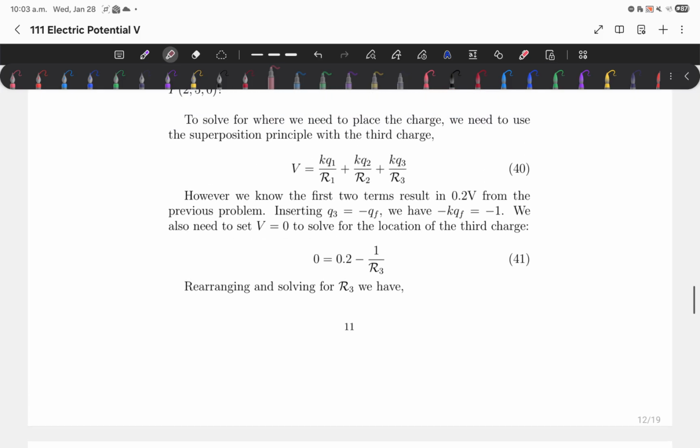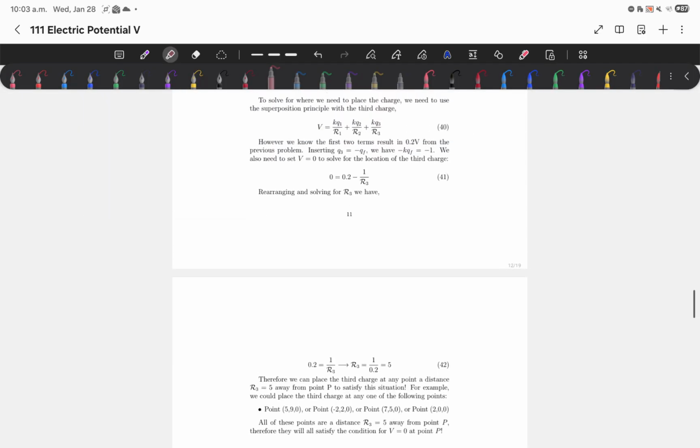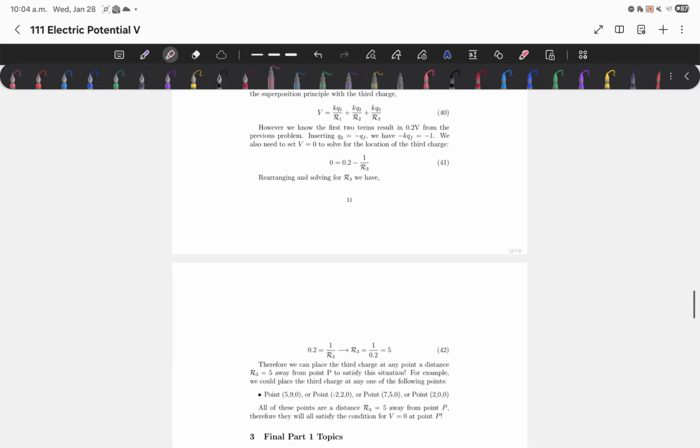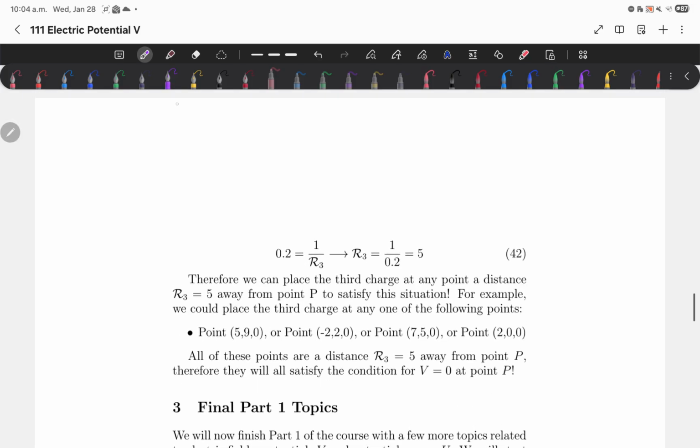Infinity won't be possible. So it's an interesting thought. We can't place it at infinity because at infinity, delta V would be 0. It actually won't end up contributing. So we're going to have to place it somewhere. How we do it, we're going to have to use the superposition principle and figure out where that charge has to be essentially. So where could we place it?